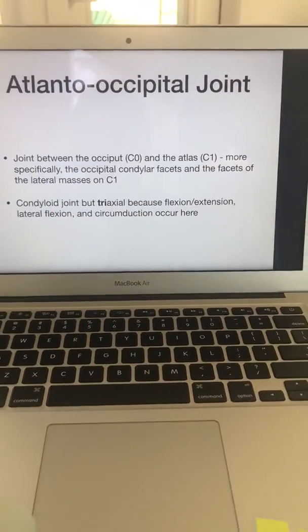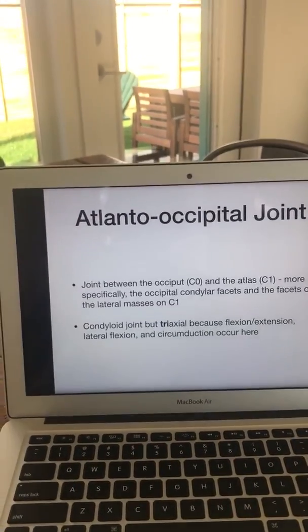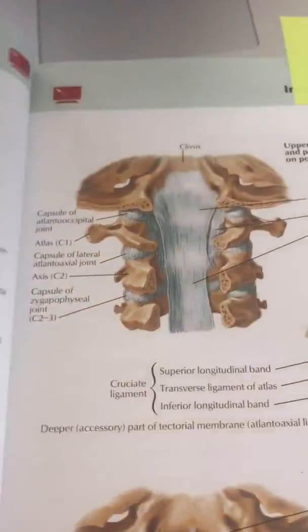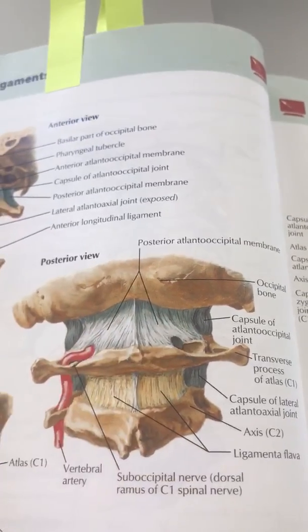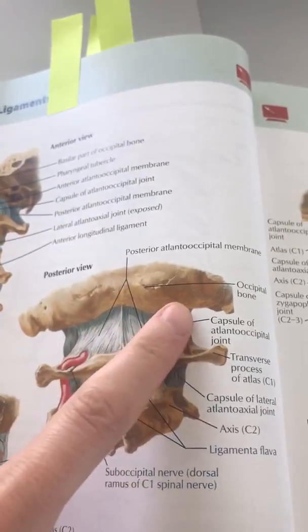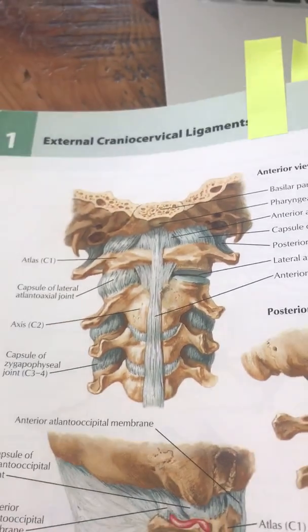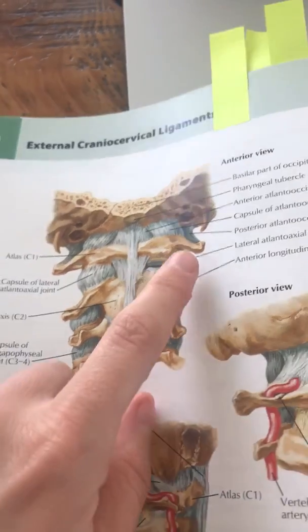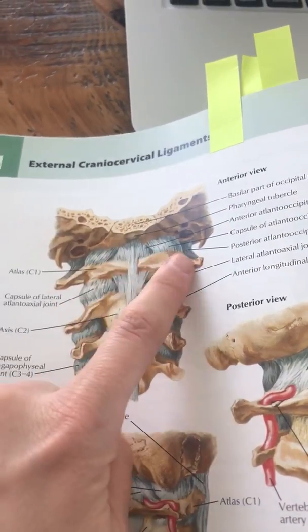And then we have our atlanto-occipital joint between the occiput and C1. So this is a posterior view of that joint, and it's covered by this membrane. Here is an anterior view, and we're seeing ligaments still intact. But here's the joint. So here's the occiput, and there's C1.